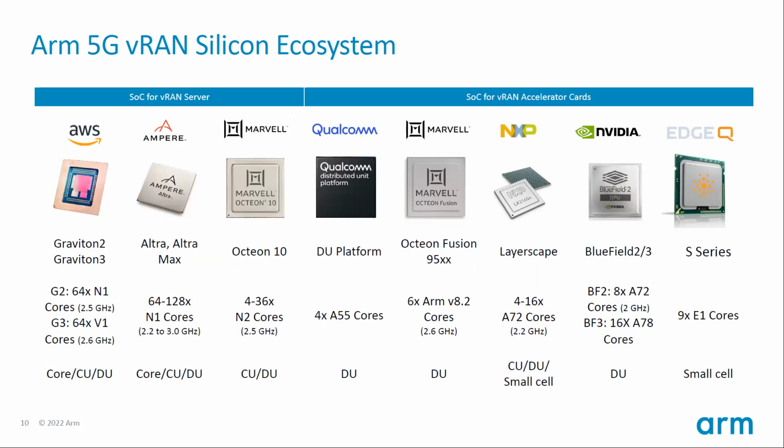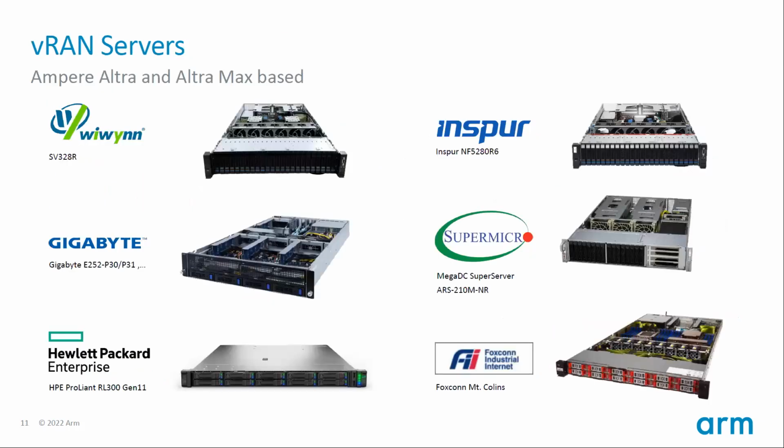So there is the server side of a 5G deployment, and then there is the accelerator card side. On the SoC side, of course, we have the AWS Graviton2 series. Ampere is another company that has built silicon that goes up to 128 cores on ARM. And then Marvell has a chip called Octeon 10, designed mostly for DPU, but it can be used also to run as a server. And then there are the accelerator cards from various companies.